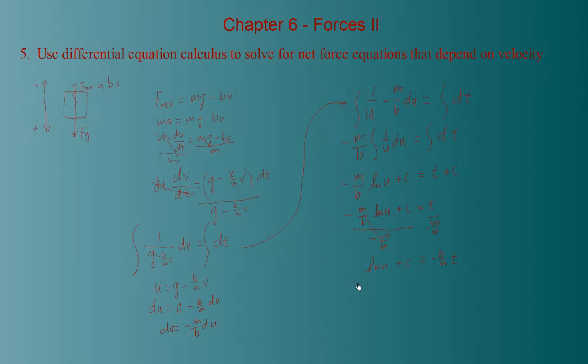Now I'm going to take e to both sides, and when you have e to a sum, it really becomes e to the ln of u times e to the c equals e to the negative b over m t. But e and ln cancel, so this becomes u, and e to the c, again I'm going to do that fishy little constant thing, is just a constant. I could call it c27 by now probably, but let's just keep calling it c, and we'll put out here c times u equals e to the negative b over m t.